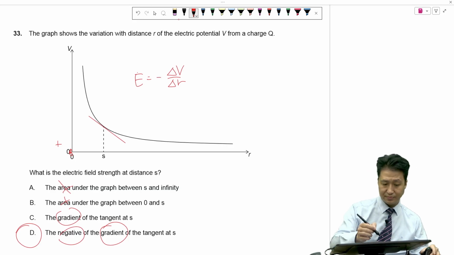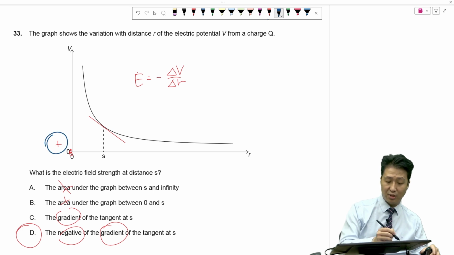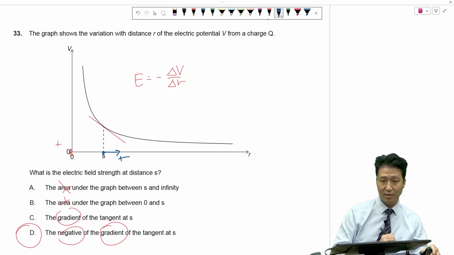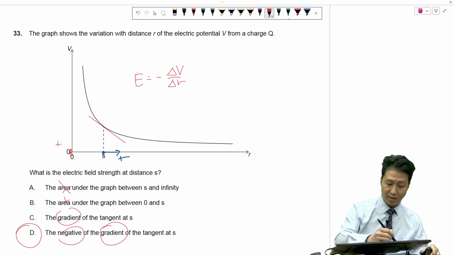And here's the reason why. If you have a positive charge here, at some point here, the field will be away from it. To the right is positive, right? Look at the gradient. The gradient is negative.